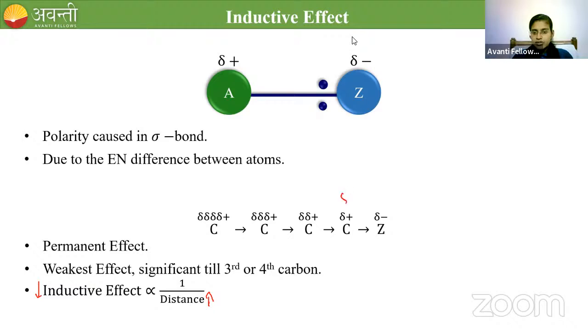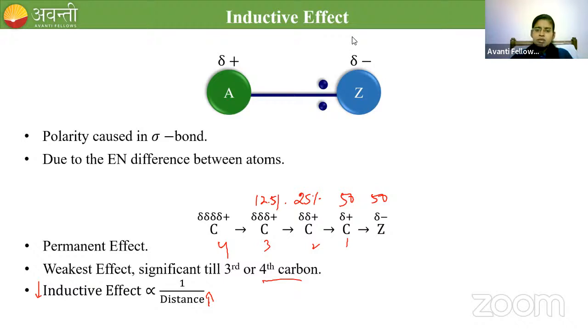If I have 50 percent separation here, then here I will have only 25 percent separation. Here only 12.5 percent. So like this it goes on, and at one point it stops. That point will be the fourth carbon. 1, 2, 3 and 4. So can you understand the inductive effect?